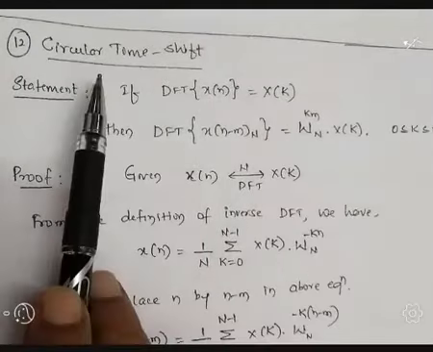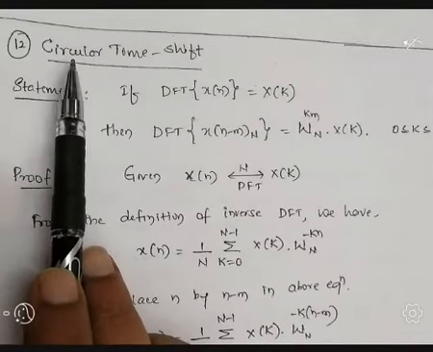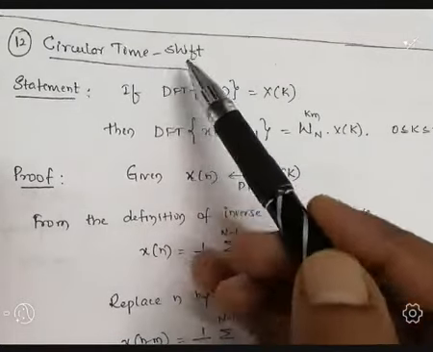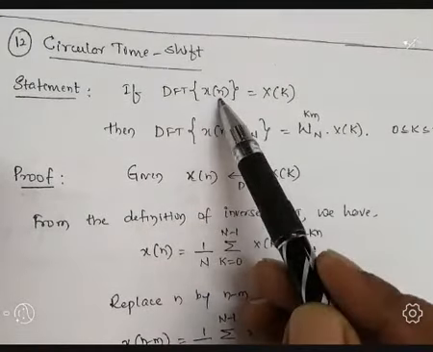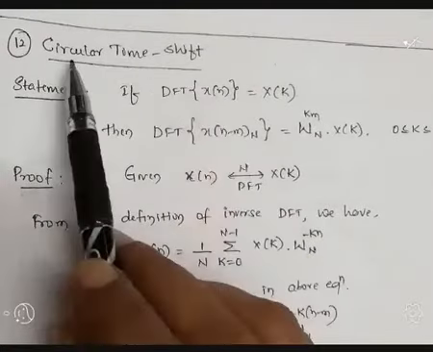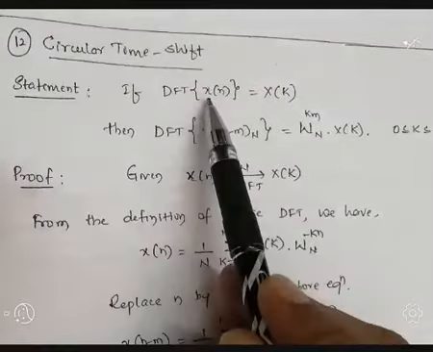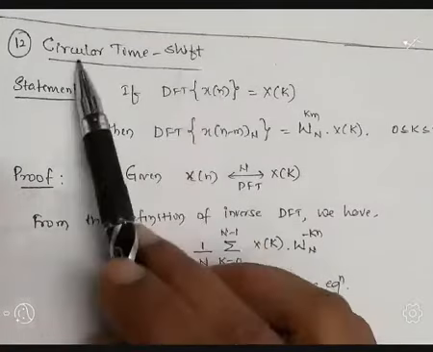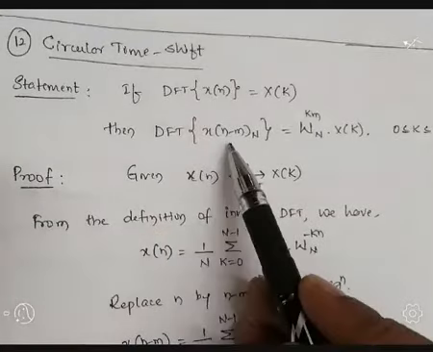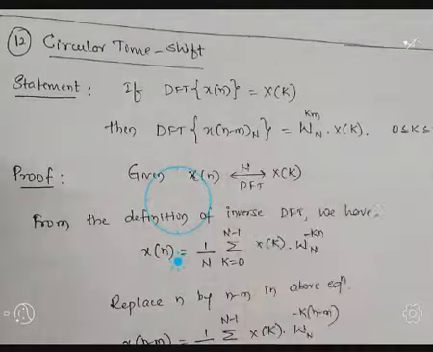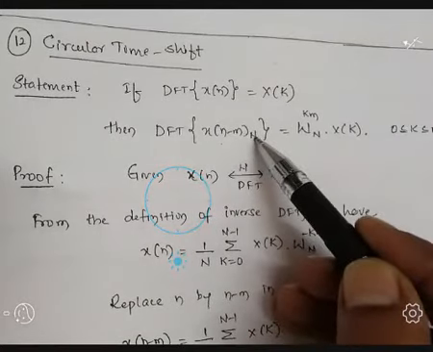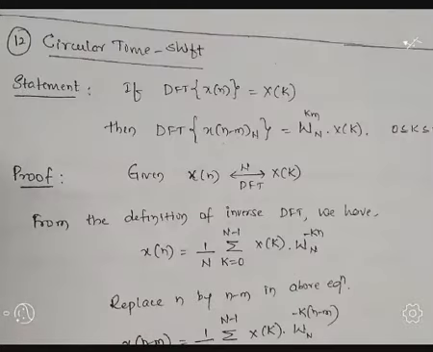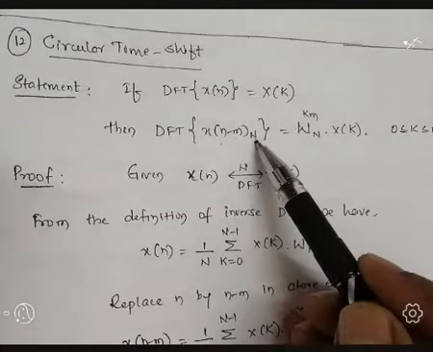Now see the statement, nothing but the title of the topic, circular time shift. So we are shifting the sequence x of n. What we are shifting? We are shifting the time of the sequence x of n circularly. The sequence x of n has time indicated by n. This n is shifted circularly, so we are going to write it as x of n minus m modulo N. It indicates that the sequence x of n is shifted circularly of period N by m samples.